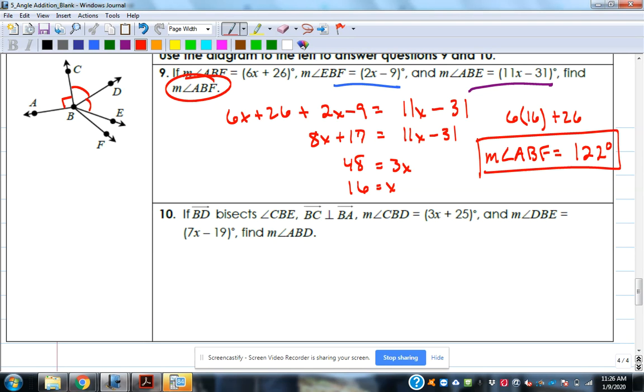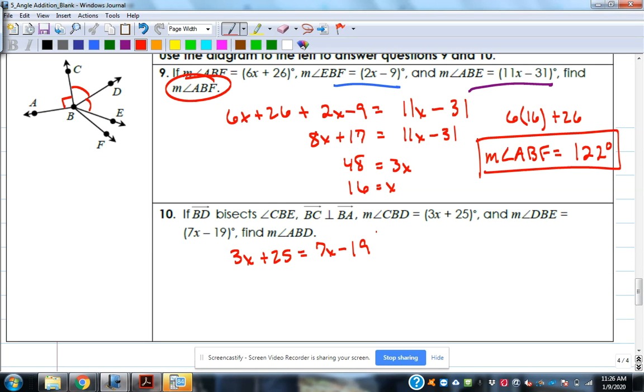This one's a little bit more going on. So this is kind of like that number 12 that we did at the beginning of class from the segment addition things. You've got to do one problem to be able to solve the problem they want. You've got to do two things here. So what can we do? Okay, I can find x first. That'd be a good idea. How do I find x? Yeah, 3x plus 25 is equal to 7x minus 19.